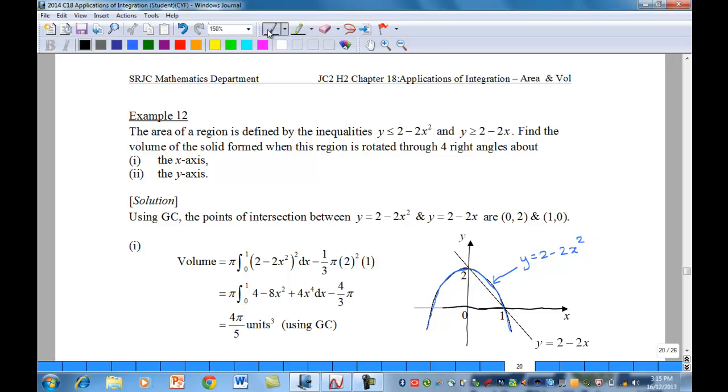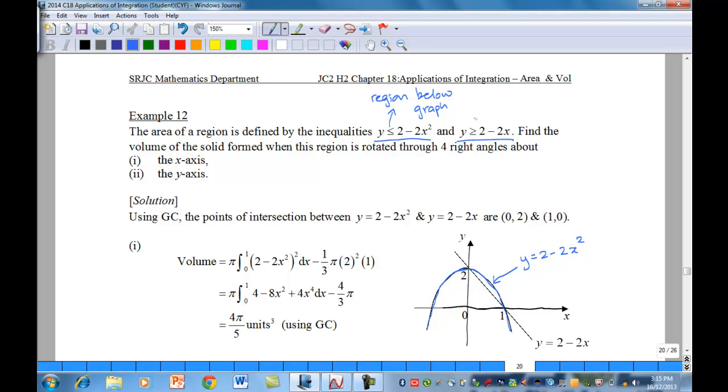In this example, the area of a region is defined by the inequalities y is less than or equal to 2 minus 2x squared and y is greater than or equal to 2 minus 2x. Now, the less than or equal sign for the first inequality tells us that the region required has y coordinates less than 2 minus 2x squared. In other words, it is the region below the graph.